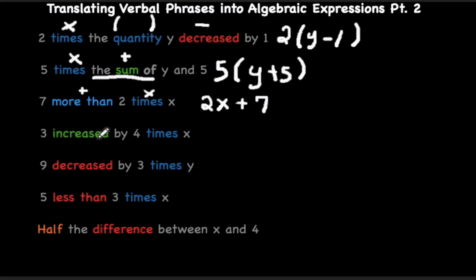What about 3 increased by 4 times x? So we have increased, which is telling us to add, and we have 4 times x, so 4x belongs together, okay? So that's simply written as 3 plus 4x, 3 plus 4 times x. So what about 9 decreased by 3 times y? So this is subtraction, decreased, and we have 3 times y, which is telling us to multiply. So we have 9 minus 3y, or 3 times y.